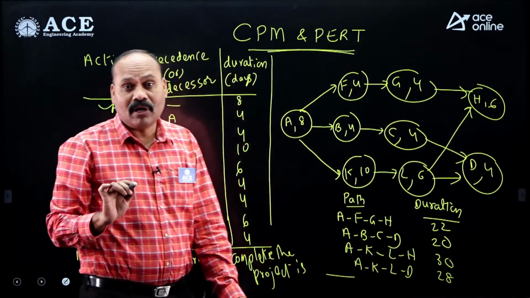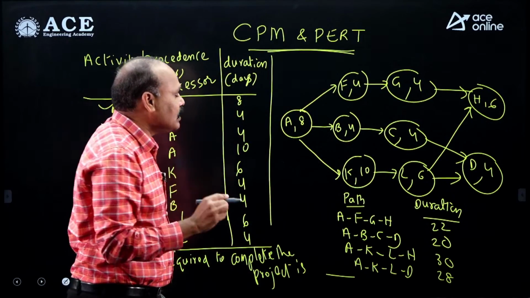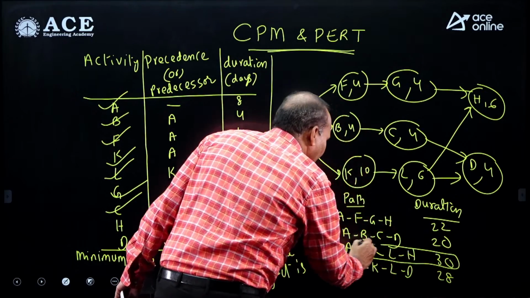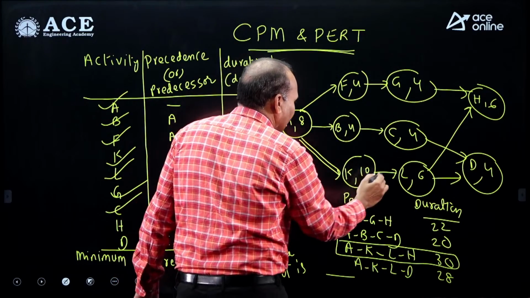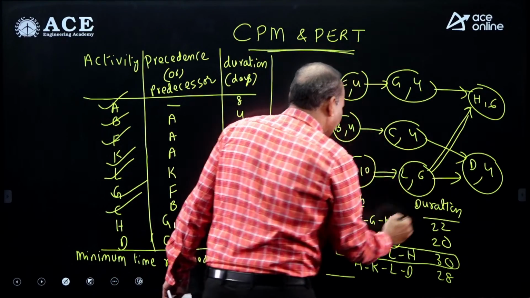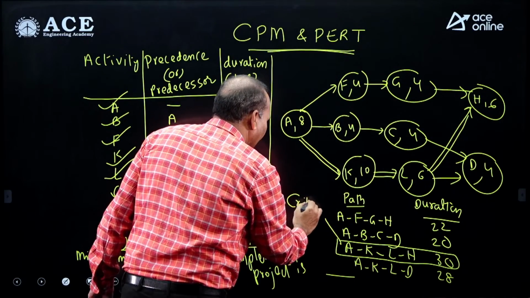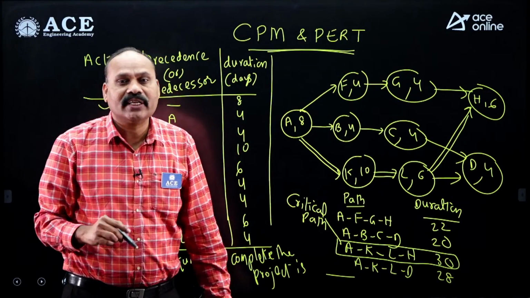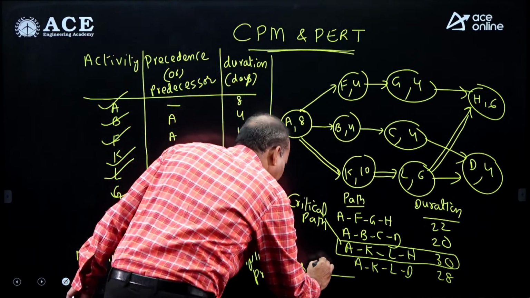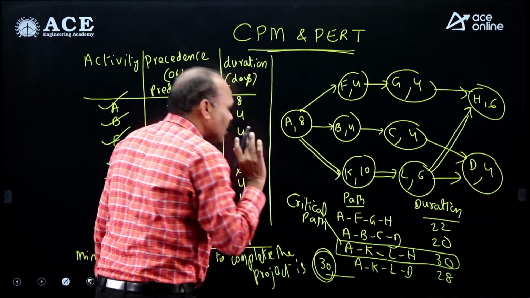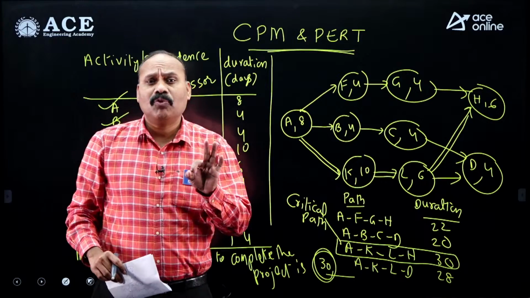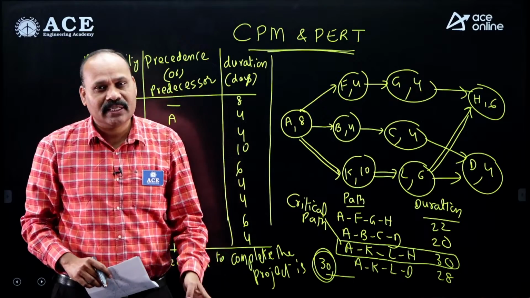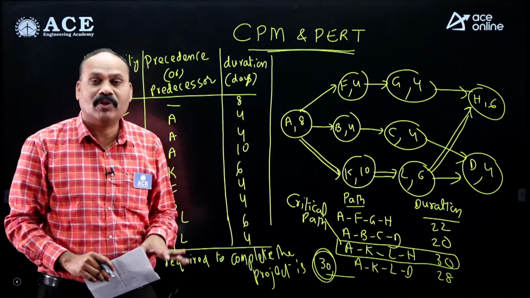There are 4 paths. After having the paths, identify the longest path. The maximum duration path is AKLH. You can highlight it with a double line, and this is the critical path. As you know, the minimum time required to complete the project is equal to the critical path duration. What is the answer here? 30. So don't use the AOA diagram. If we use the AOA diagram, dummy activities are required, which is really time consuming and lengthy, because our interest is only the project completion time.